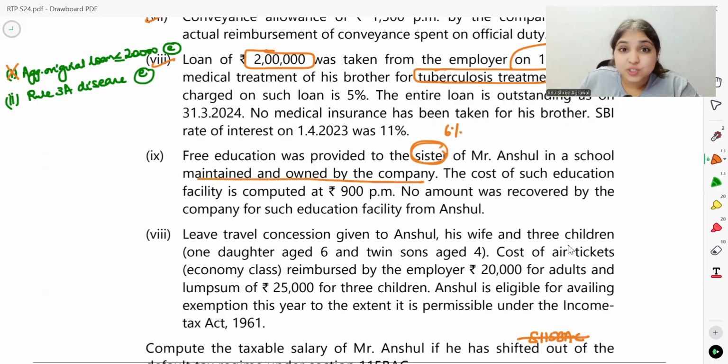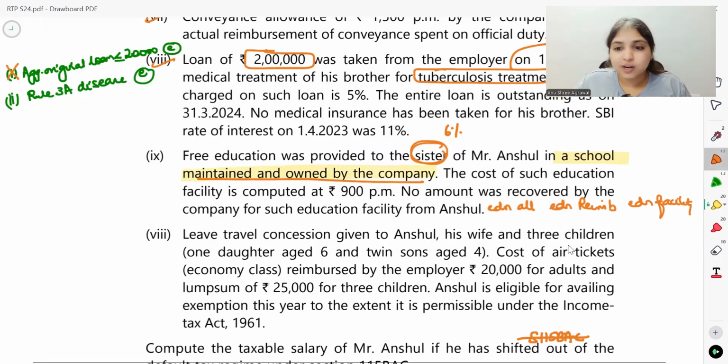Tell me, is it education allowance or is it education facility? Oh, wait. Let me confuse you a little bit. Is it education allowance? Is it education reimbursement? Or is it education facility? Which of the three? See, education was provided in a school which is owned and maintained by the employer. So this is not education allowance.